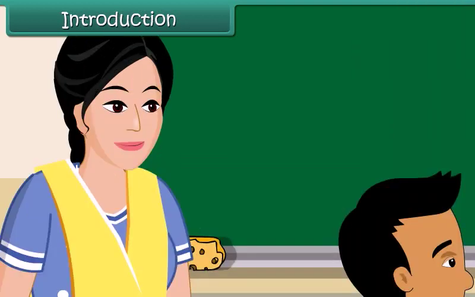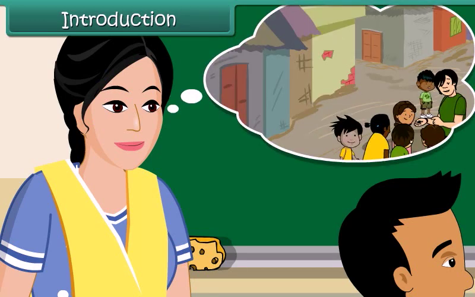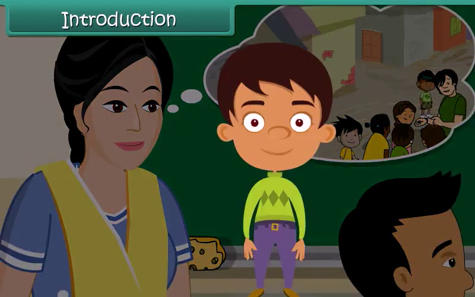Ramesh's mother knows the reason for his absence. They live in a slum area. Ramesh falls ill frequently because of his unhealthy surroundings. However, Ramesh's mother cannot understand how she can improve their surroundings. Let us understand how we can keep our surroundings and ourselves clean.